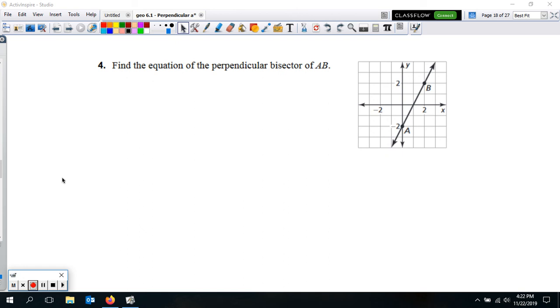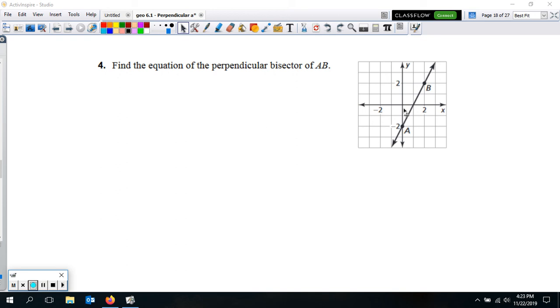Okay, so here for number 4, we're finding the equation of the perpendicular bisector of AB. So again, we just have AB, and it shows us a line, but we can just really focus on the segment. So again, just like we saw, the first thing we need to figure out is where the midpoint between A and B is going to be. So we need to identify points A and B.